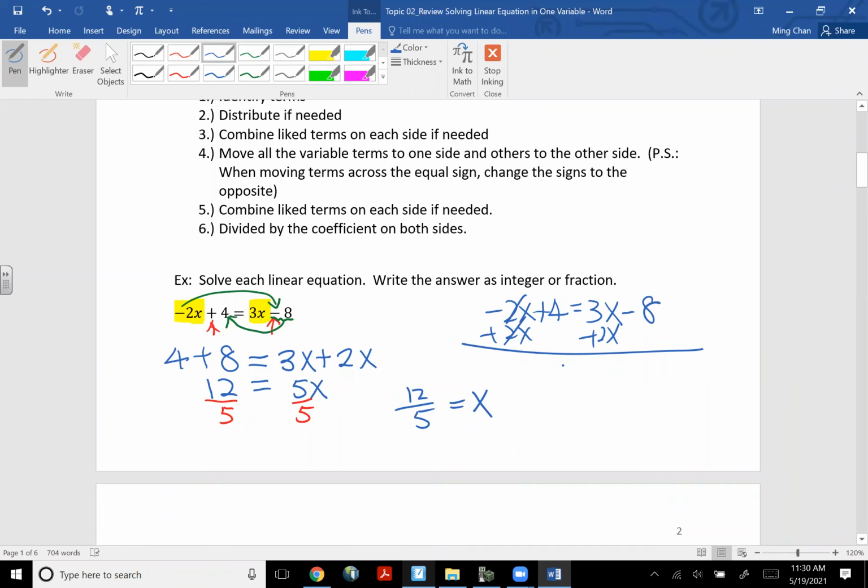So the way you've been taught is move a term, combine. Move another term, combine. The way I show it is move all of them at one time, so I can combine all of them at one time. It's the same thing. It just makes it appear to be fewer steps. All right, let's try some with the distribution.